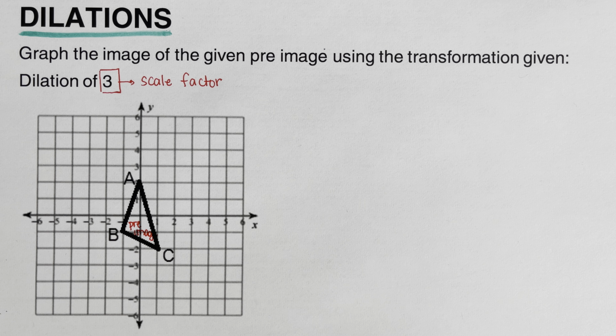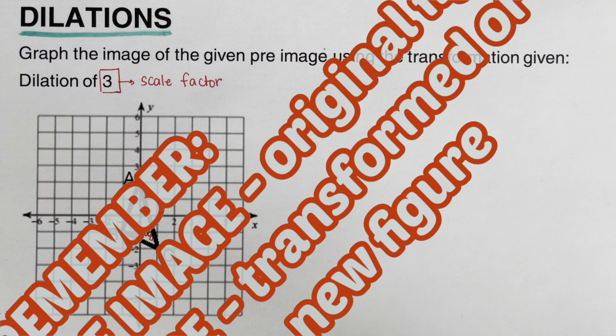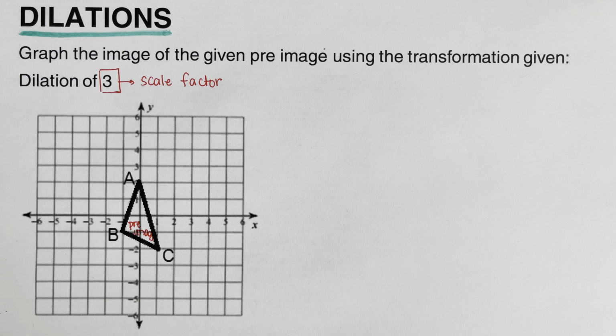Okay, now again, we remember some terms here. When we say pre-image, it means it's the original picture. Now, if we say image, that's the new or the transformed picture. So our task here is to draw the image or the new picture after dilation of 3. Again, the 3 is our scale factor.